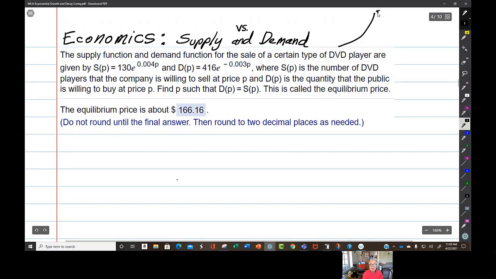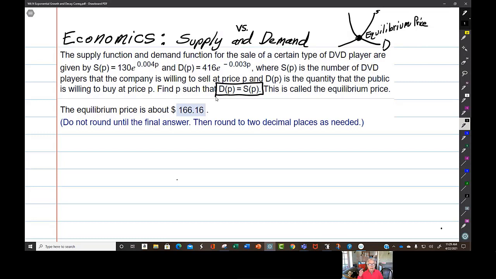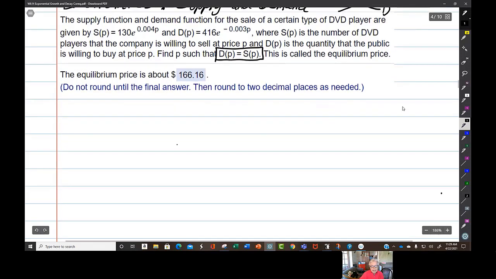Here's the supply function. Here's the demand function. And here's the equilibrium price. That's what we're looking for. So to be able to find that point of intersection, we have to set D of P, and it tells you how to do it. Find P such that D of P equals S of P. So they're not expecting you to just know this. Thank goodness. So we're going to do exactly what they say.